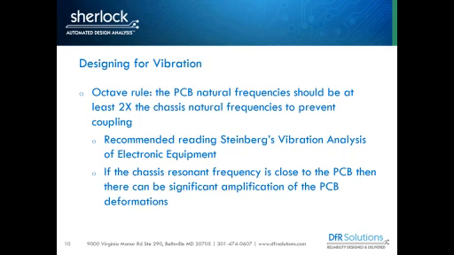you're hitting resonance of the chassis and resonance of the circuit board, and they build on each other. So it is important that during vibration you have a good separation between those natural frequencies.